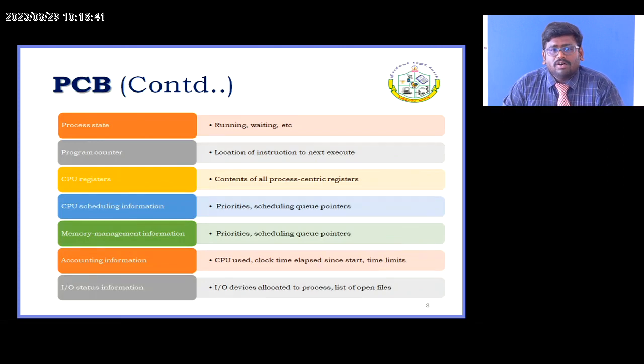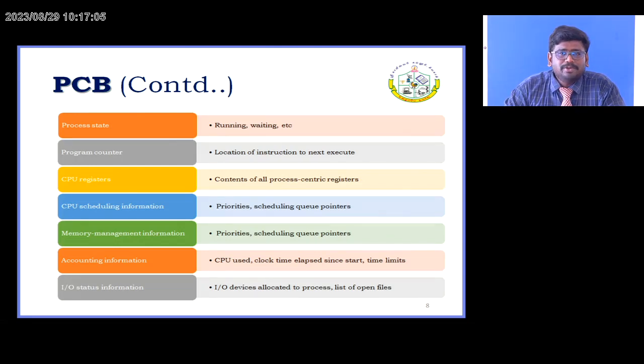Okay, what is available in each item? For example, process state: whether the process is in the new state, running state, or waiting state. In the upcoming session, upcoming video, we will discuss the process states. Then program counter, which holds the next executable instruction, and CPU registers, which are used to store all the process-related information.